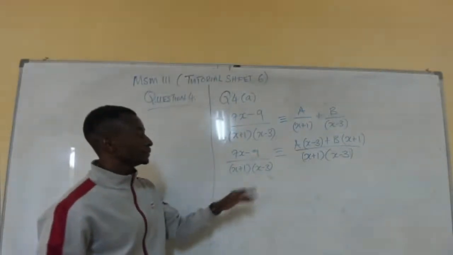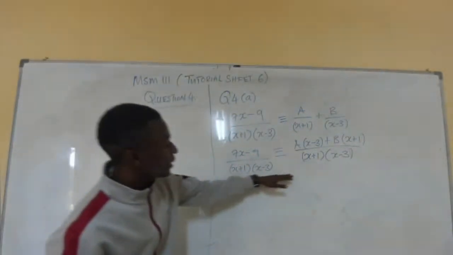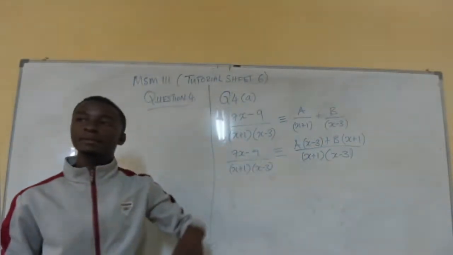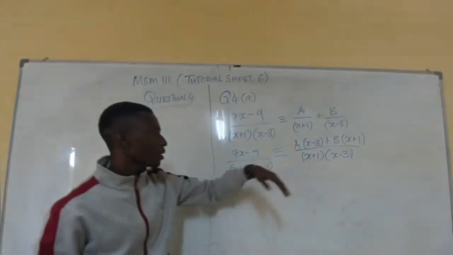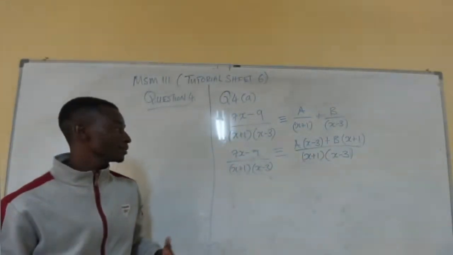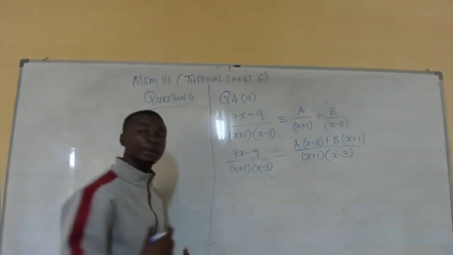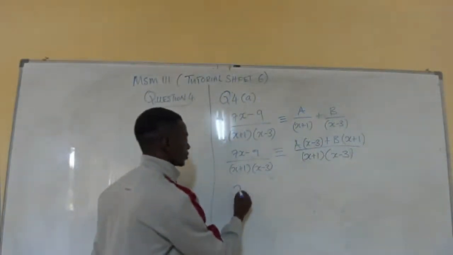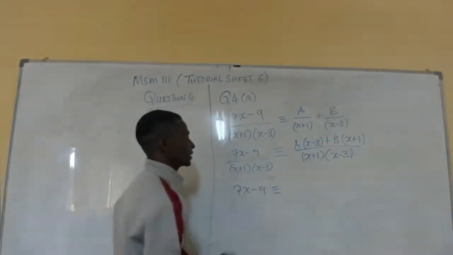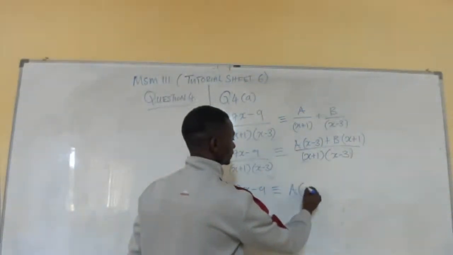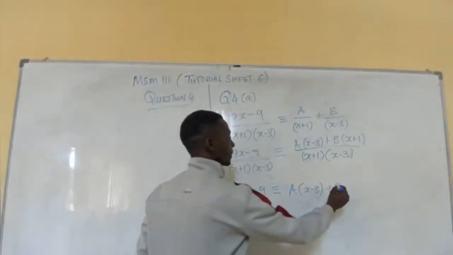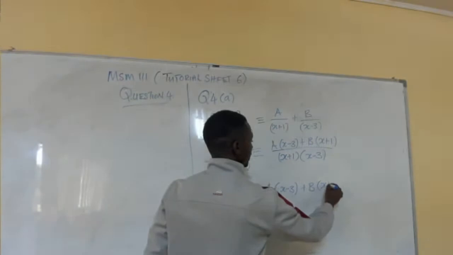Now there we go. We have the same denominators. So if you reach there, forget about the denominators. All you're supposed to do is to equate the numerators. So equating the numerators, let's see what we get. You say 7x minus 9 equals a times x minus 3 plus b times x plus 1.